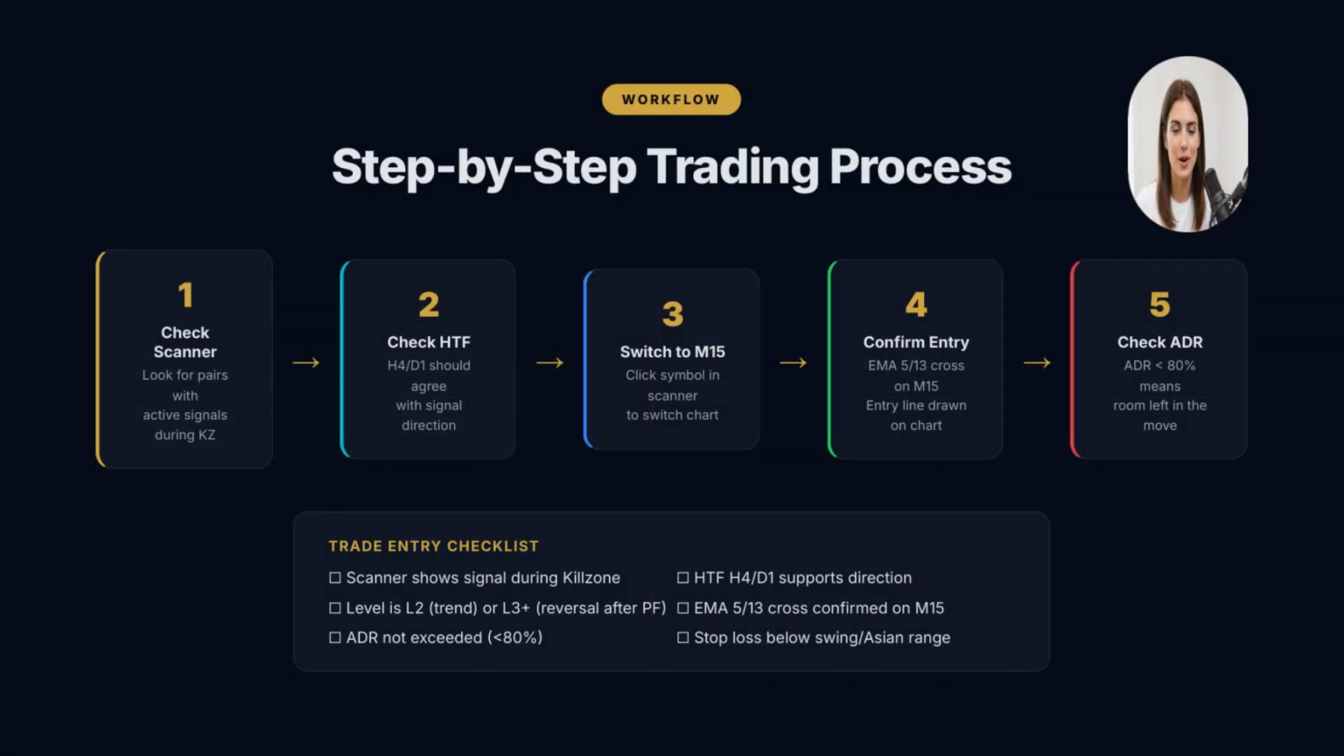Here's the complete workflow. First, check the scanner for pairs showing signals during a kill zone. Then check the HTF panel for confluence. Switch to that pair on M15. Wait for the EMA cross on M15. Confirm the entry type matches. Check ADR hasn't been exceeded. Enter with stop below the swing low or Asian range. Targets at the ADR projection.